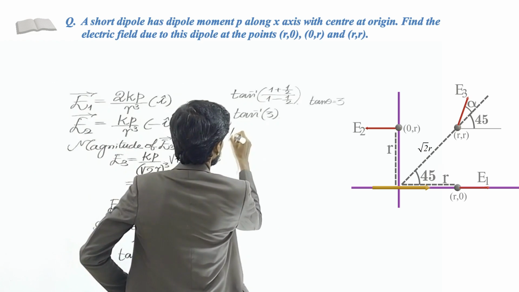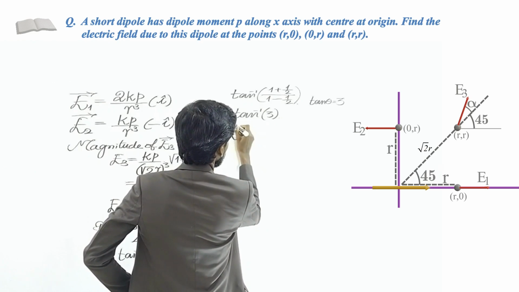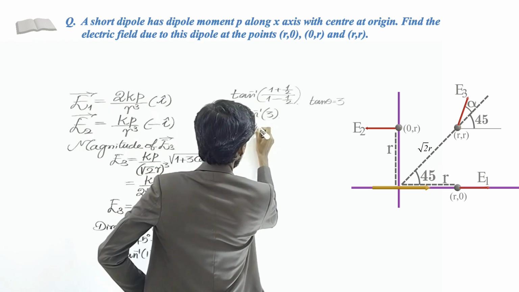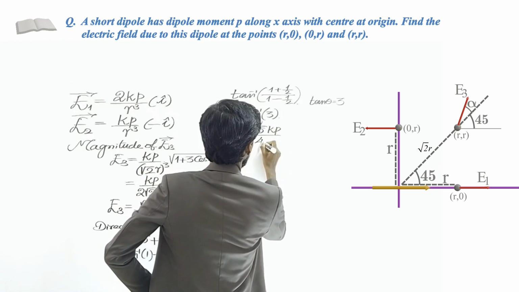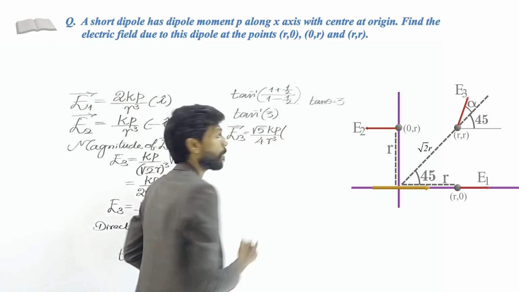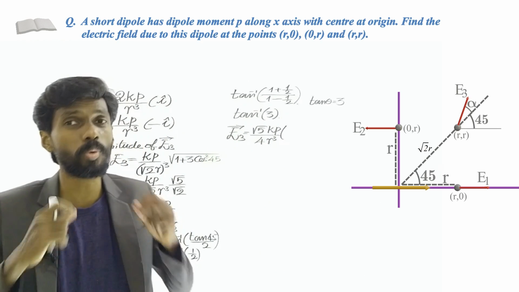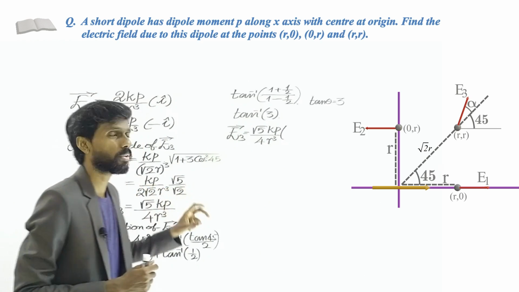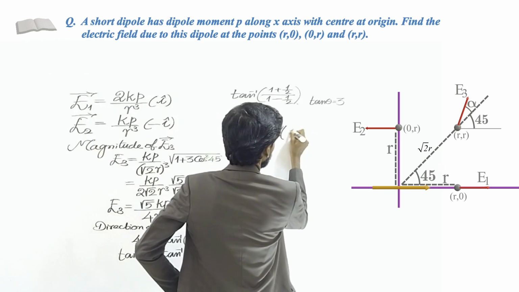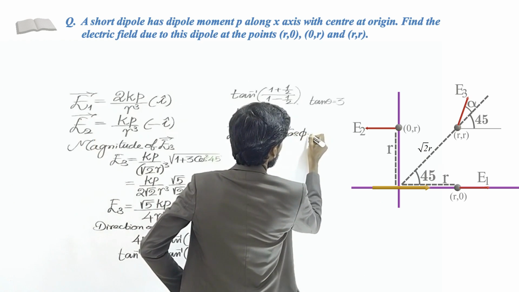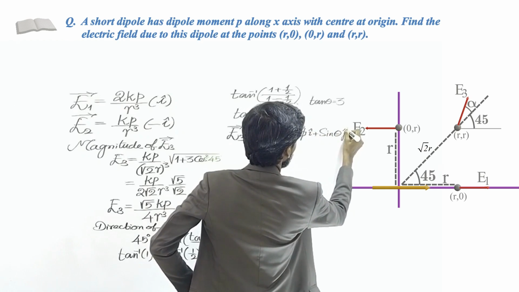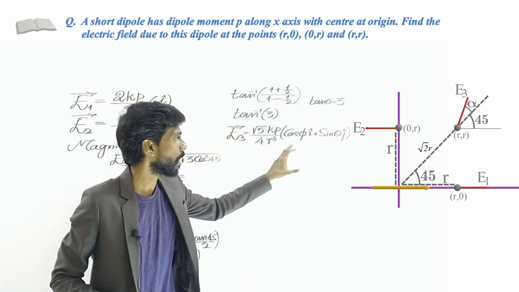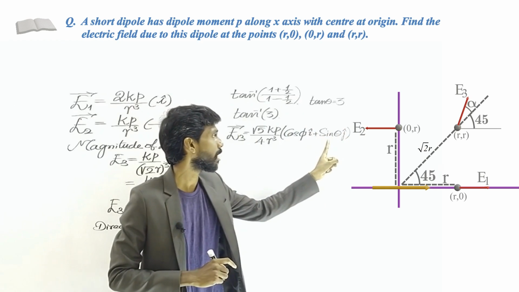So E3 vector equals the magnitude. So the magnitude is root 5 Kp divided by 4r cube, that is the magnitude, multiplied by the direction. Direction means what? The unit vector in that direction. So what is the unit vector? So cos of this angle phi, that is the horizontal component, cos phi, and the vertical component is sin phi.